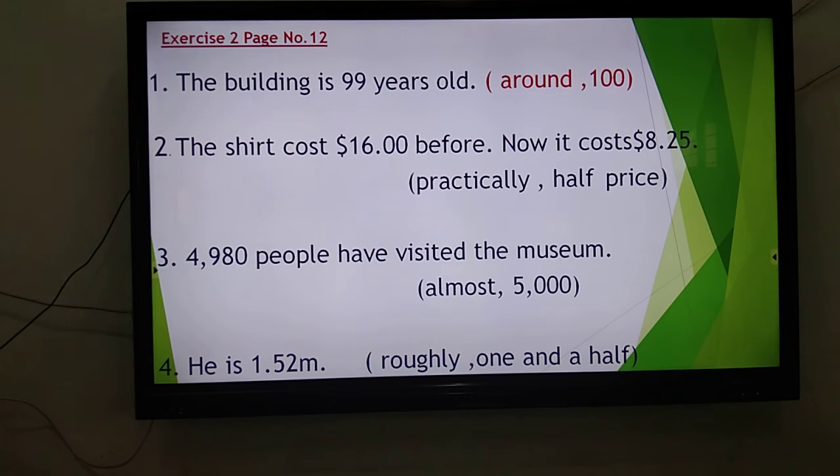Exercise 2 on page number 12. This is the exercise that you need to do in your notebooks. The building is 99 years old. So instead of 99, we can use the words around and 100.